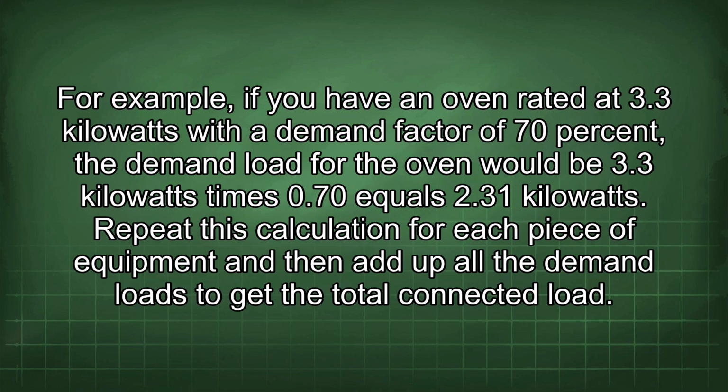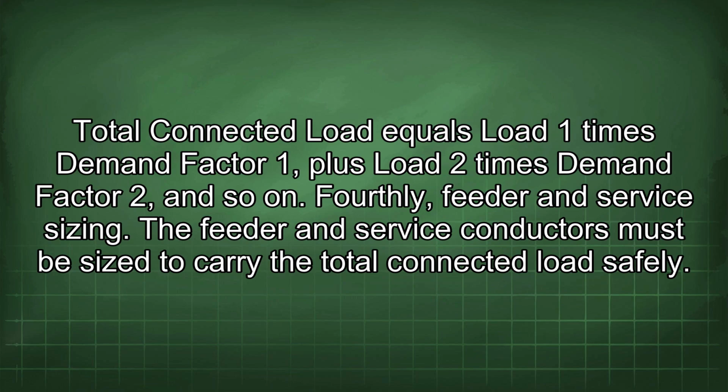For example, if you have an oven rated at 3.3 kilowatts with a demand factor of 70%, the demand load for the oven would be 3.3 kilowatts times 0.70 equals 2.31 kilowatts. Repeat this calculation for each piece of equipment and then add up all the demand loads to get the total connected load. Total connected load equals load 1 times demand factor 1, plus load 2 times demand factor 2, and so on.